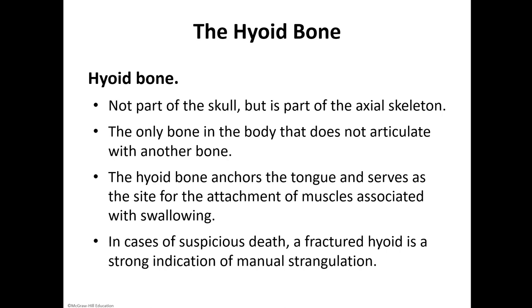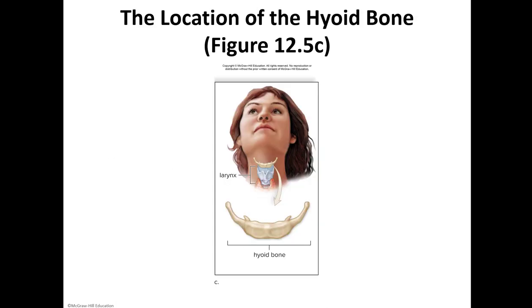The hyoid bone. The hyoid bone is located superior to the larynx, where it anchors the tongue and serves as a point of attachment for muscles used in swallowing. The hyoid bone is the only bone in the body that does not articulate with any other bone. The hyoid bone is not part of the skull because it is part of the axial skeleton. In cases of suspicious death, a fractured hyoid is a strong indication of manual strangulation. Here is a picture of the hyoid bone that sits above the trachea.